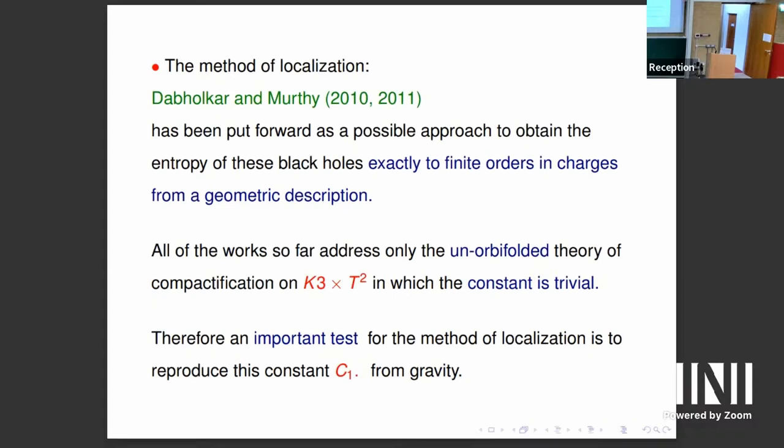a localization in gravity, which hopes to reproduce the exact degeneracy formula. Only the unorbifolded case has been addressed, and if one can use this method for the orbifolded case, this constant would play a role, because you see how important it is to get the low-lying charges. So I think when you do it carefully, maybe this constant will play a role. So I end with that, one aspect of the large charge.